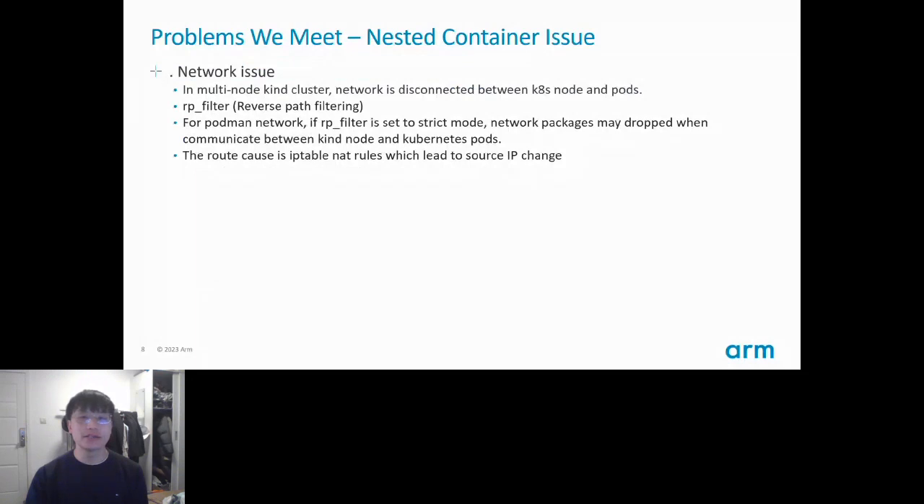And this is an example of a nested container issue. In a multi-node Kubernetes cluster with client provider, the network connection between the Kubernetes node and pod is disconnected due to reverse path filtering. In the case of a pod network, if the IP filter is set to strict mode, network packets would be dropped when communicating between the client node and the Kubernetes pods. The root cause is the iptables NAT rules, which lead to a change in the source IP.